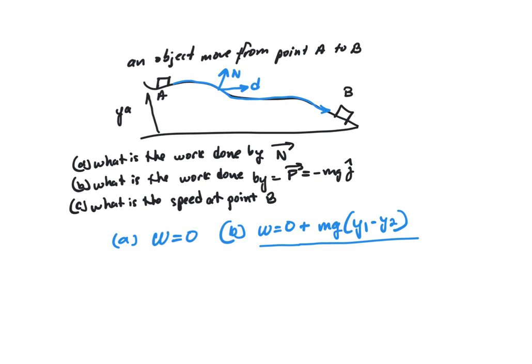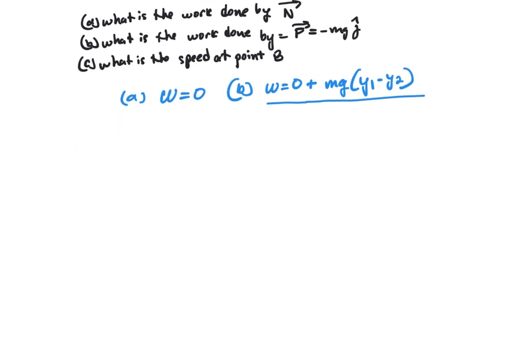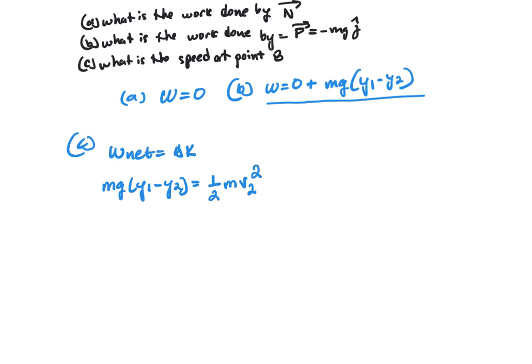All right, so let's go on to part C. Part C says, what is the speed at point B? So now we could apply the net work, which is going to be mg times the displacement, y1 minus y2, equals the change in kinetic energy. So it's going to be 1/2 mv2 squared minus 1/2 mv1 squared.